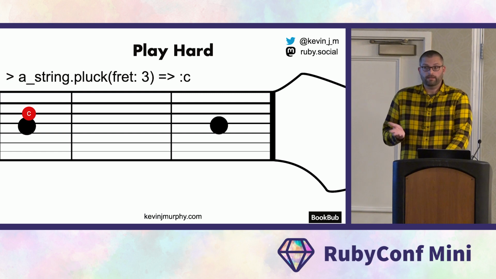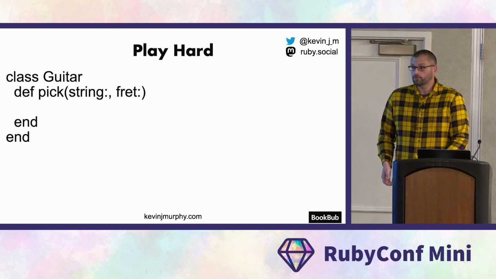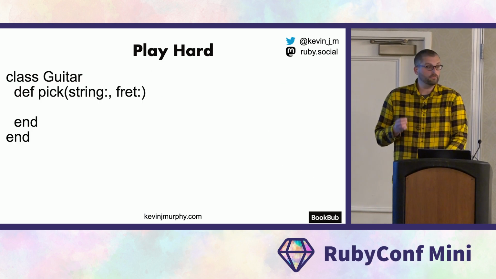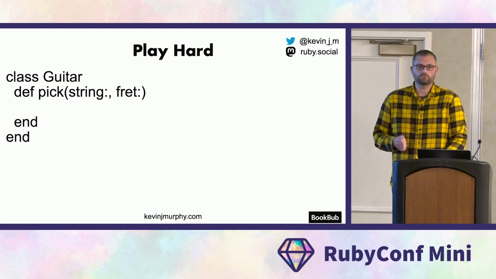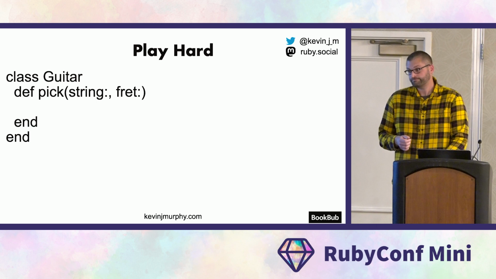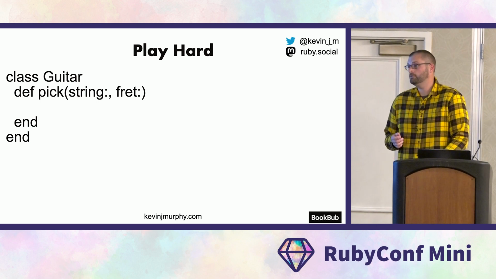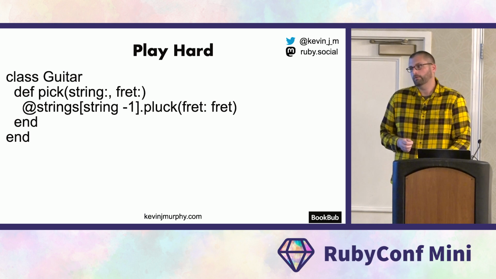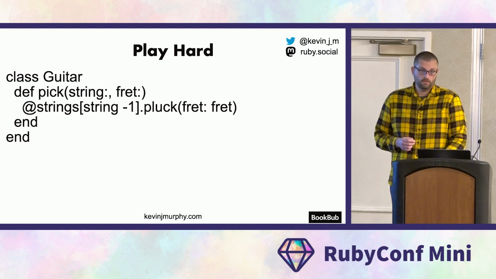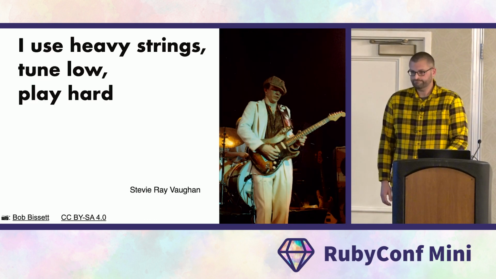Now, we don't say we play the guitar string, we say we play the guitar, so we're going to have our main interface be on the guitar class, and we'll be able to use our guitar pick to play a string at a particular fret. In order to do this, what we need to do is call the right string's pluck method. And that's all there is to playing the guitar.